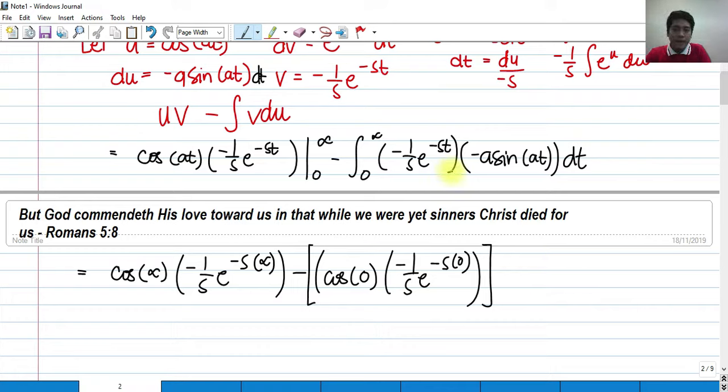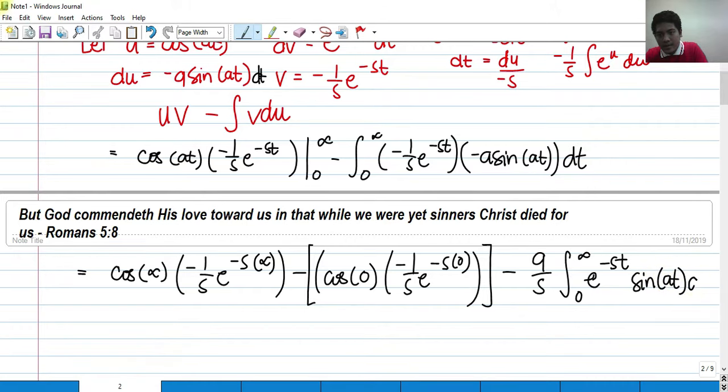On the other term of our equation, we have negative a. We can notice that we have a constant negative a and a constant negative 1 over s, because we are only integrating with respect to dt. So we can factor out this negative a, negative 1 over s, outside of the integral sign. Negative a multiplied by negative 1 over s is positive a over s, multiplied by the negative sign from the subtraction, so it becomes negative a over s times the integral from 0 to infinity of e raised to negative st multiplied by sine of at dt.